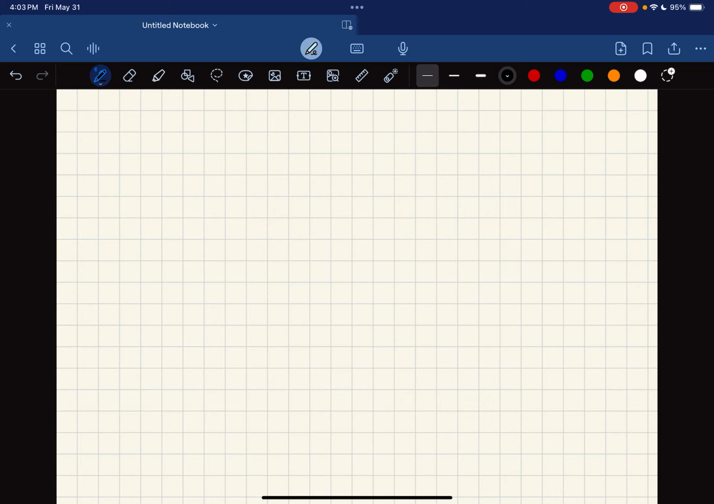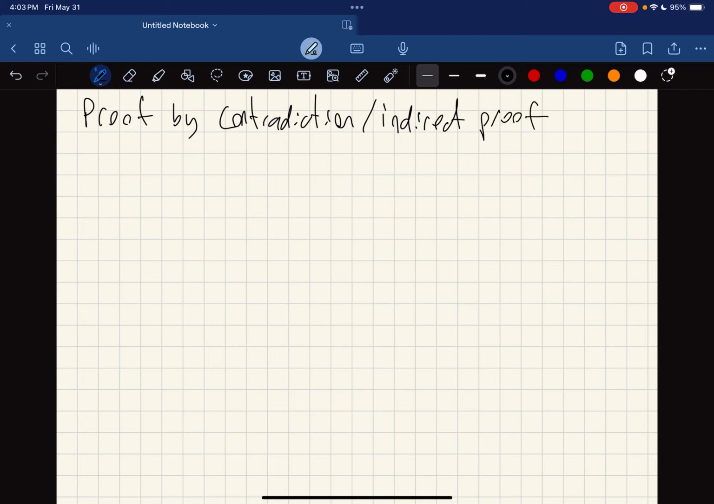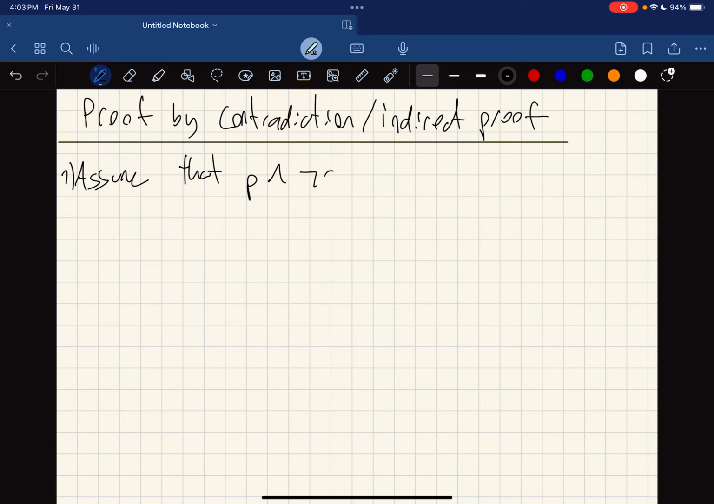Today, we're going to talk about proof by contradiction. In other words, indirect proof. In these proofs, we need to first assume that P and not Q is true. And by assuming this and doing some steps, we need to reach a contradiction.